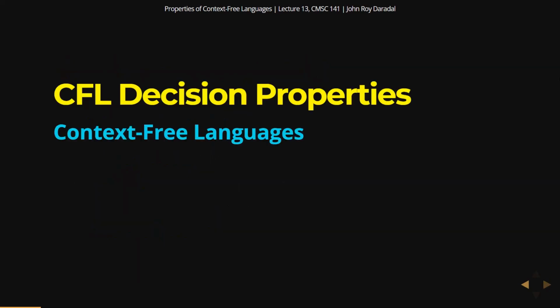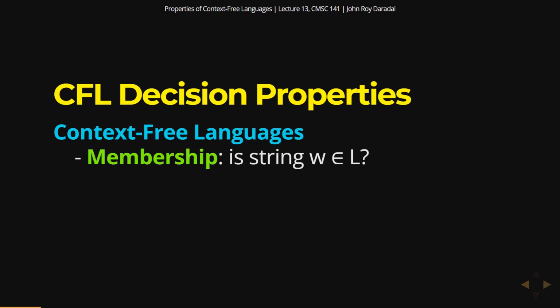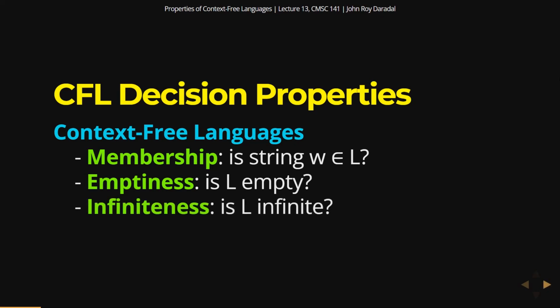Now, for the context-free languages, on the other hand, these are the decision properties. First, membership. So we still have membership as a decision property. It answers the question, is the string W part of the language? Next is emptiness. So is the language L empty? We also have infiniteness. So is the language infinite? Does it have an infinite number of strings in the language? And that's it. These are the three decision properties for context-free languages.